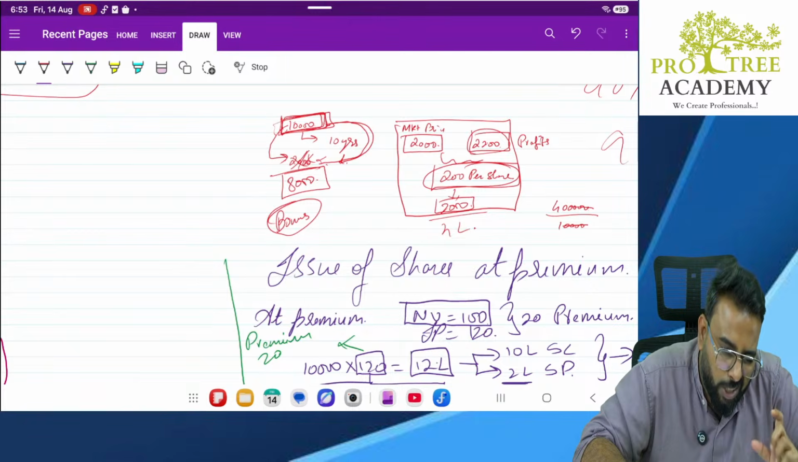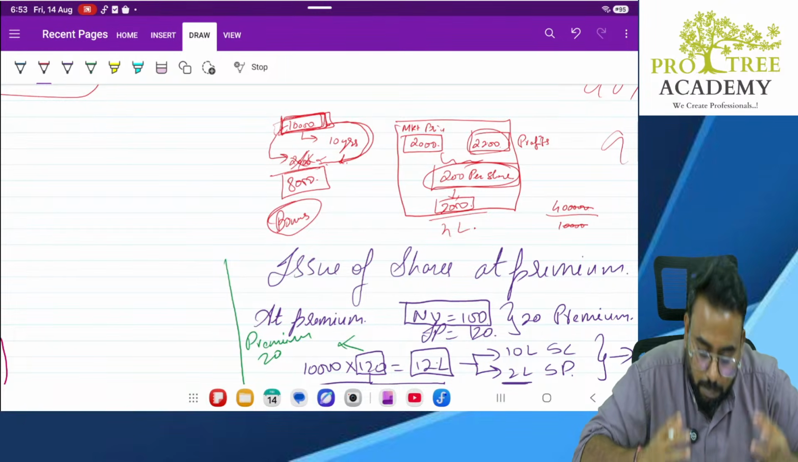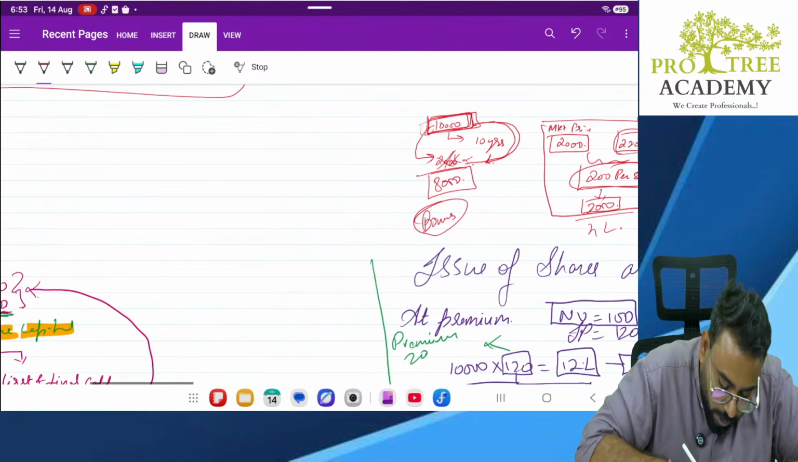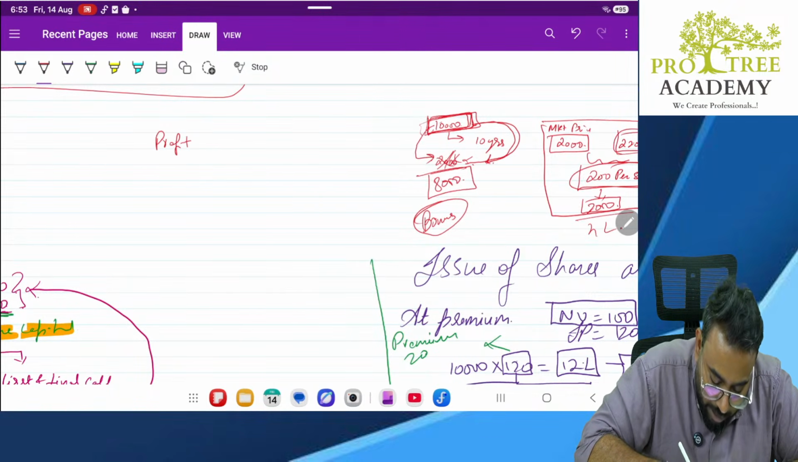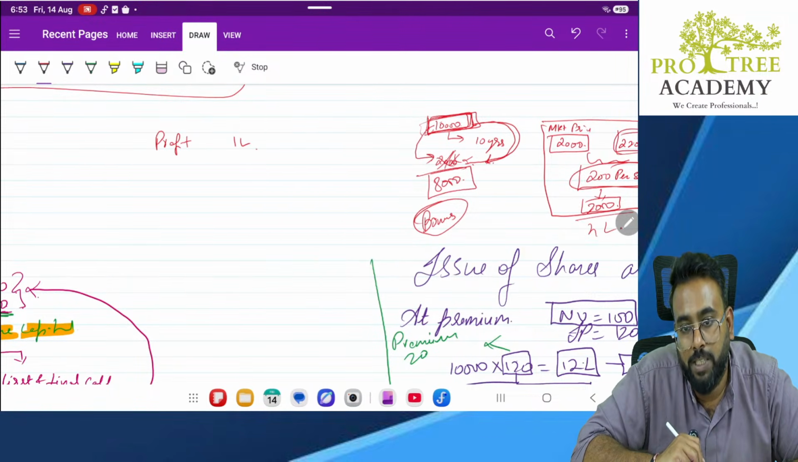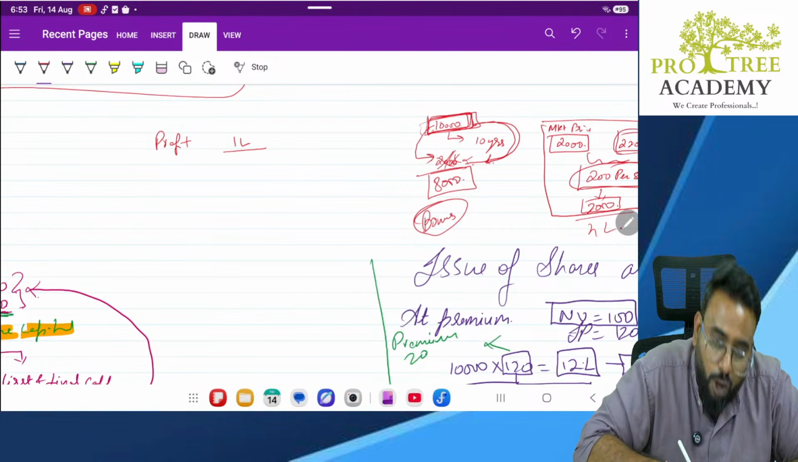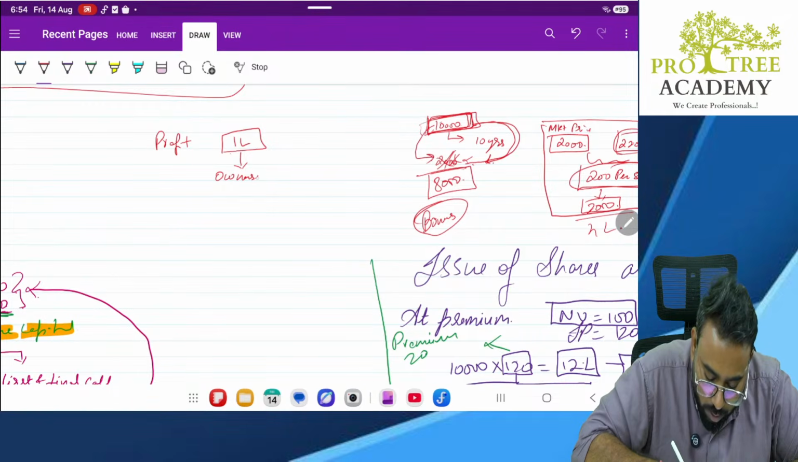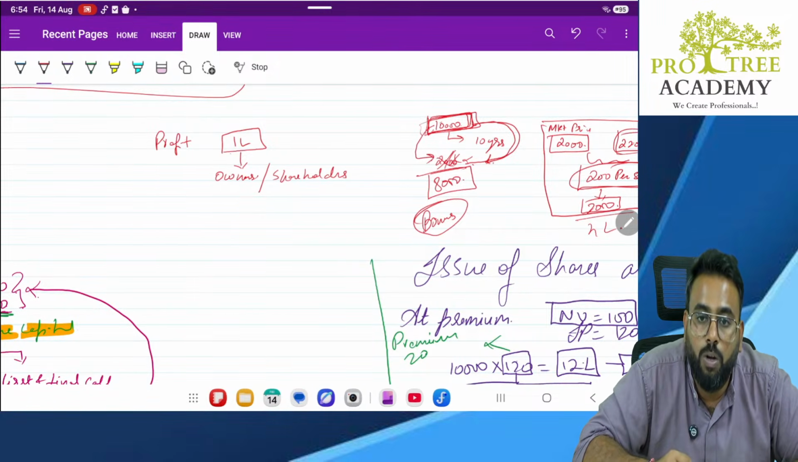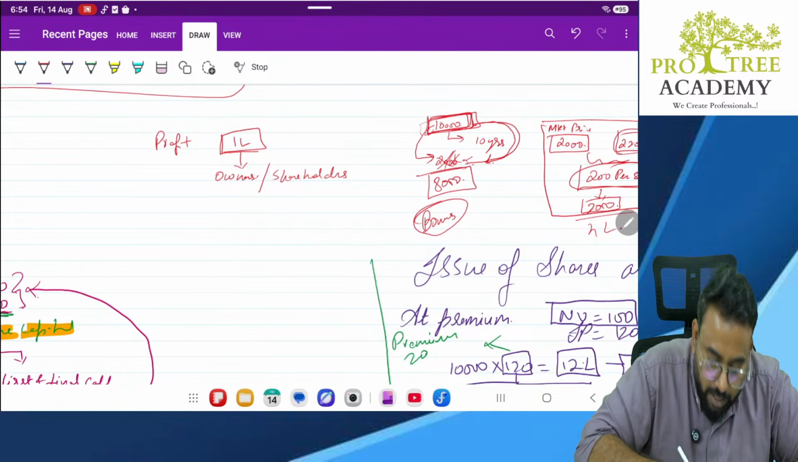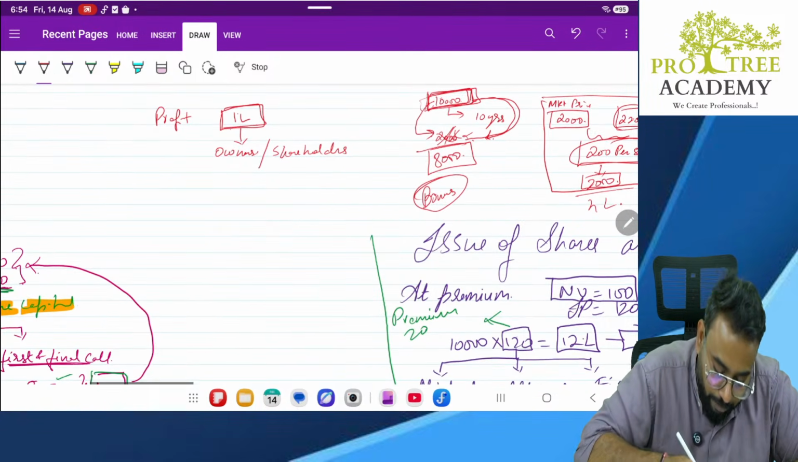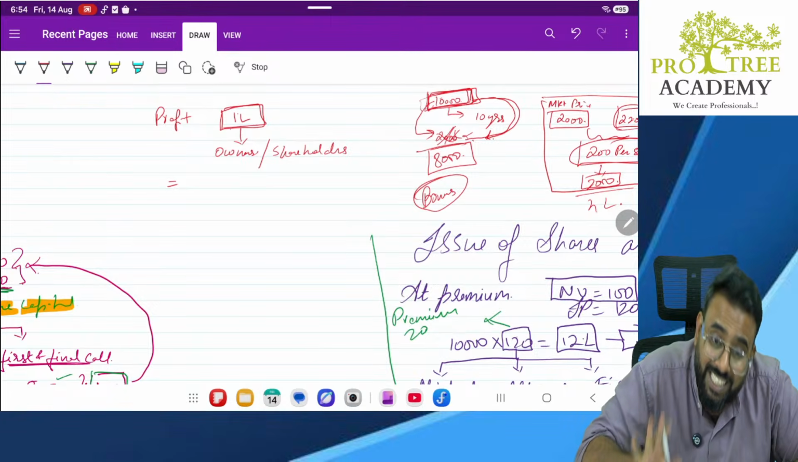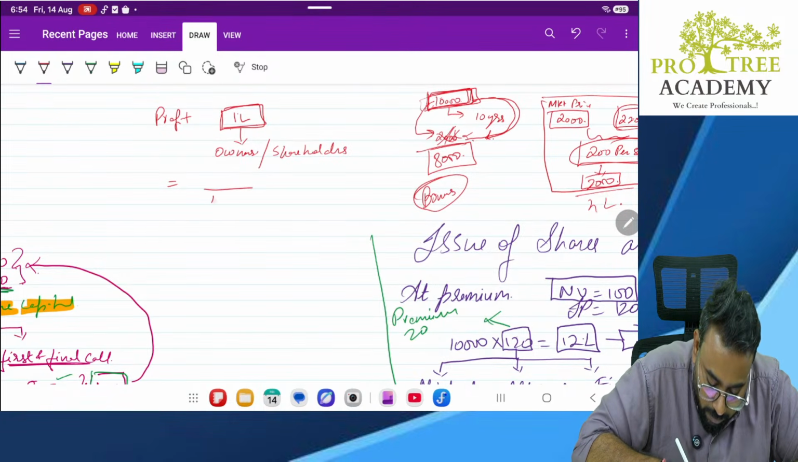One more point, I will explain it briefly. I don't know whether you will be able to grasp it, but listen to me carefully. Suppose the company has a profit of 1 lakh. This 1 lakh belongs to whom? Sir, it belongs to the owners. Who are the owners? Shareholders are the owners. So the shareholders are the owners of this 1 lakh profit. Now, how many shares are there? Sir, there are 10,000 shares.